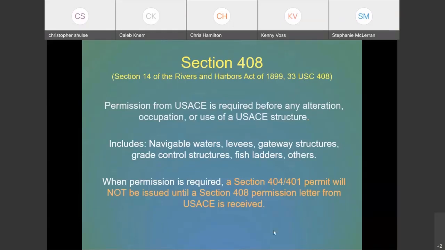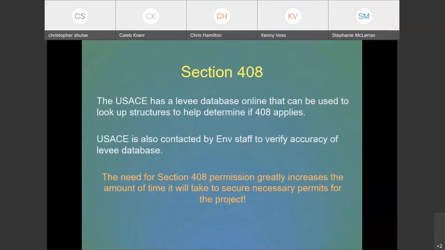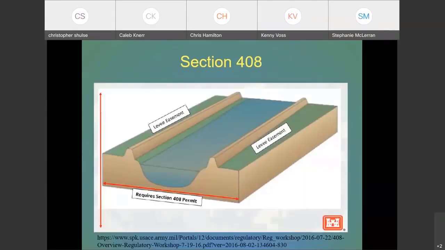And essentially this requires a 408 permission letter from the U.S. Army Corps of Engineers. They have a levee database online that can be used to look up these structures and help determine if a 408 is required. The U.S. Army Corps of Engineers is also contacted by us to verify the accuracy of the levee database. The need of a 408 permission greatly increases the amount of time we need to get our permits, so it's essential that we have early coordination on projects that could require 408s.